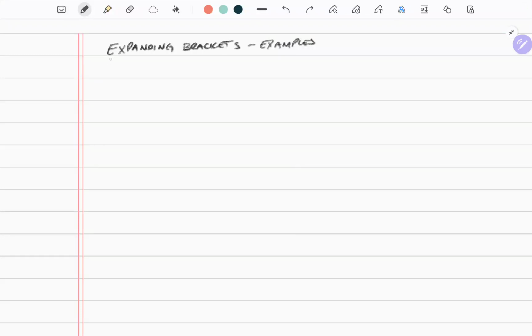We are looking at expanding brackets and I'm going to give you just a few examples of doing so. So let's look at the first one. We have 9x plus 3y in the bracket, and then the multiplier is 2z.